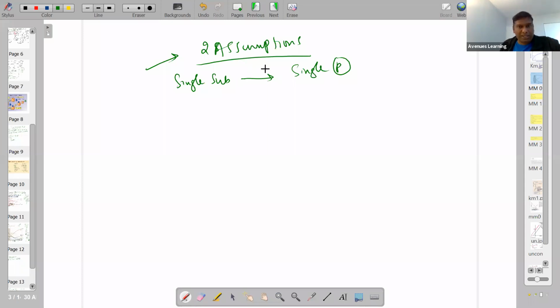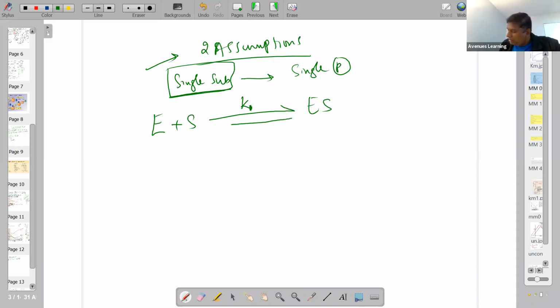So the Michaelis-Menten equation starts with two assumptions. The first one is it's a single substrate reaction and a single product is formed. The second assumption is, so let's say E plus S forward reaction, let's call it K1, the rate at which E and S are combining to form ES. K1 is the rate constant for E plus S combining to form ES, and they're also dissociating because equilibrium is maintained.